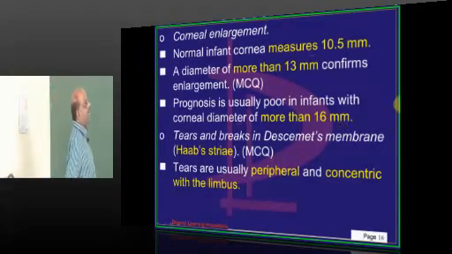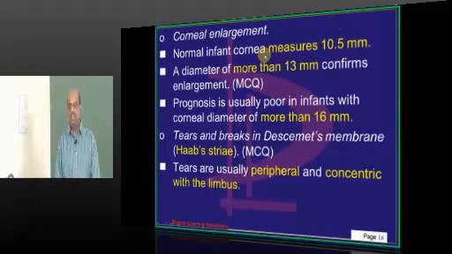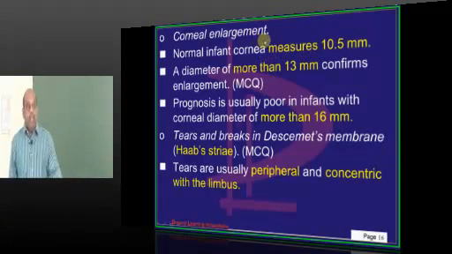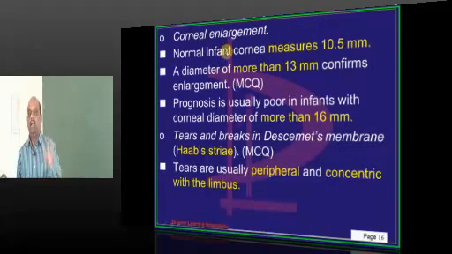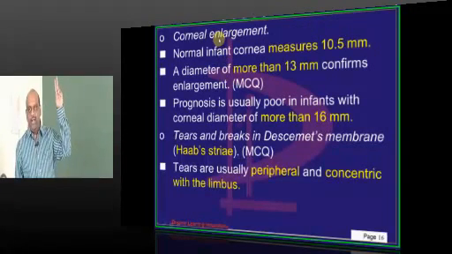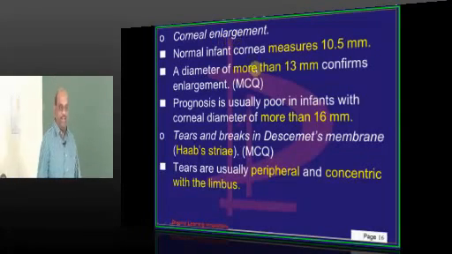Normal infant cornea measures around 10.5 millimeters. Any corneal diameter more than 13 is the golden number which you should not forget.